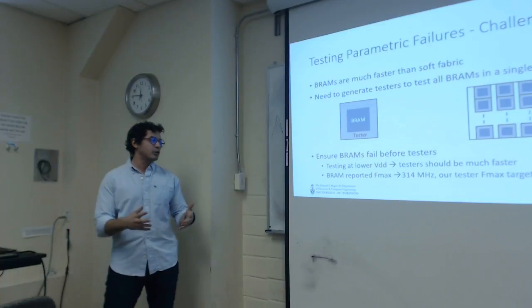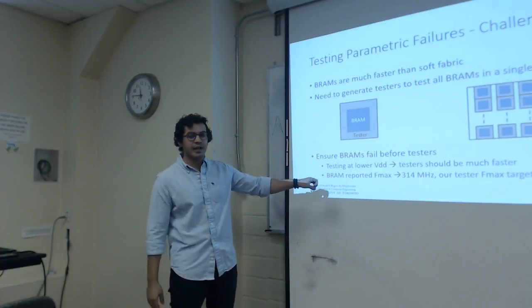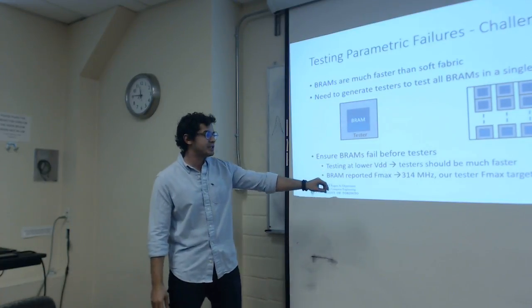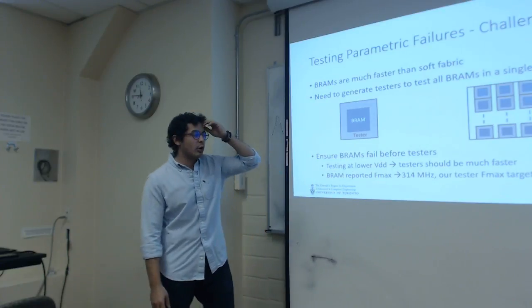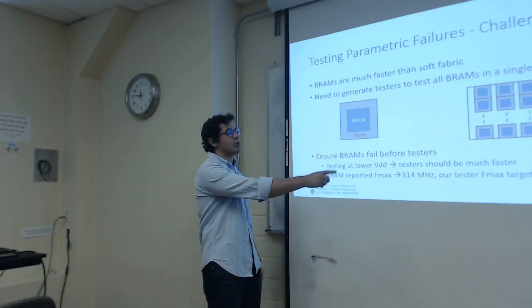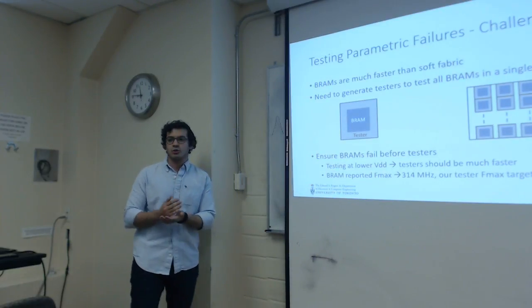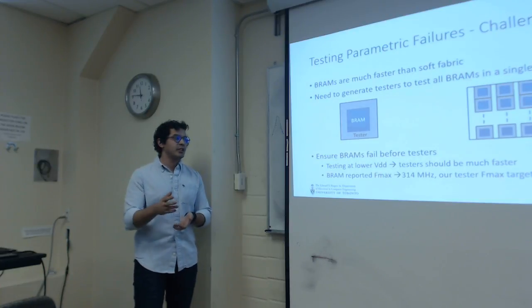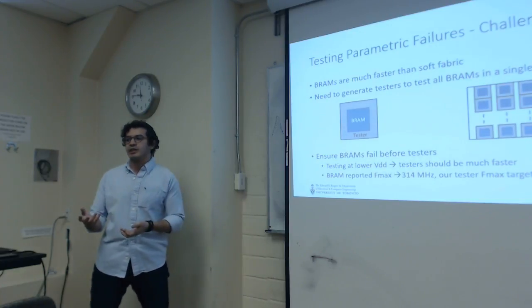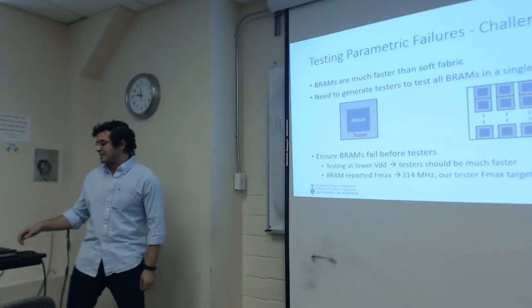So we set our goal to be the following. Quartus reported that the speed of the VRAM is 314 megahertz. So our target now was that we need our tester to run at 500 megahertz, which would give us enough margin to be certain that any failure that we read is coming from the VRAM and not our tester itself.